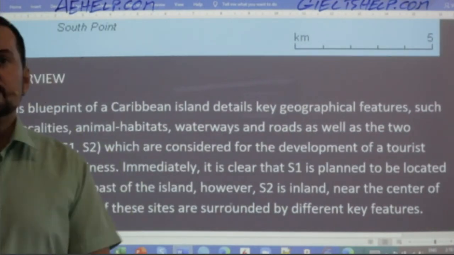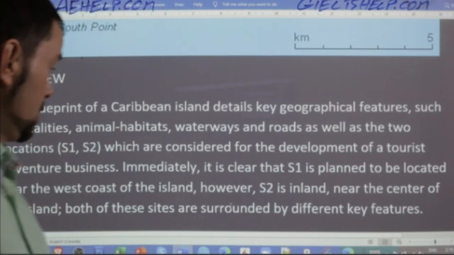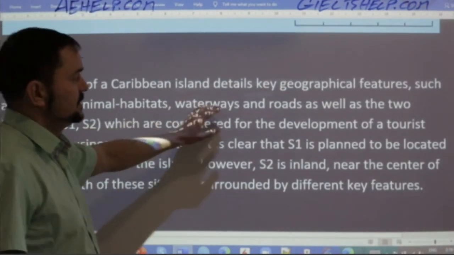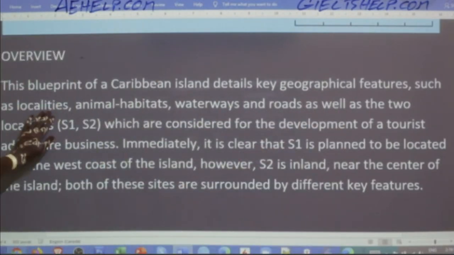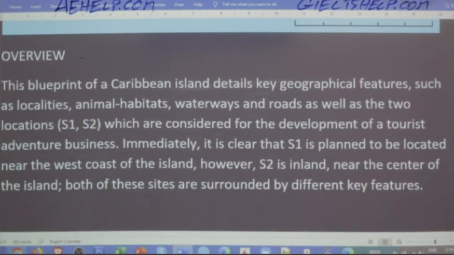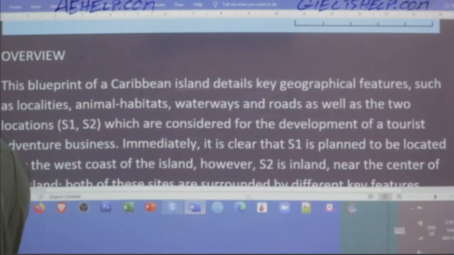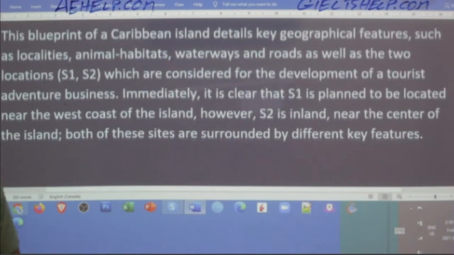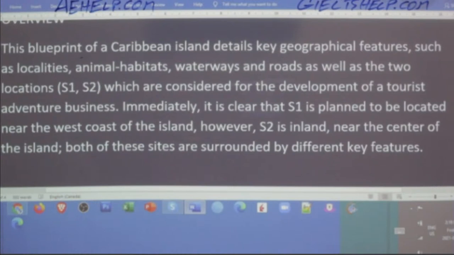So let me read through the response, make sure it's correct. Here we go. This blueprint of a Caribbean island details key geographical features such as localities, animal habitats, waterways, and roads, as well as two locations, S1, S2. Oh, got a little bit overzealous there. Just a second. Anyway, I'll fix that later. Okay, here we go. So, which are considered for the development of a tourist adventure business.